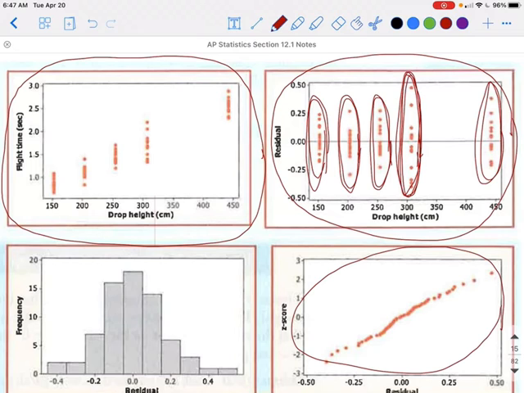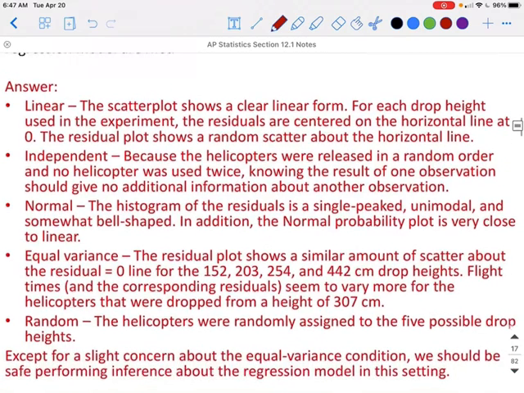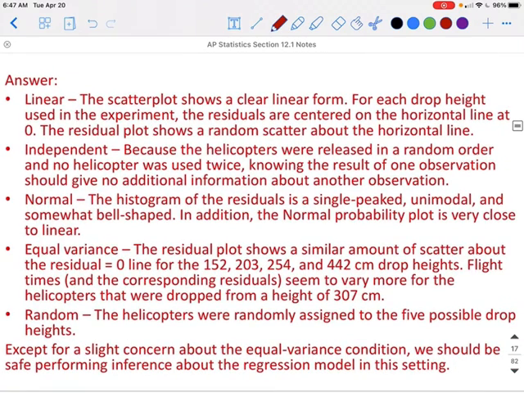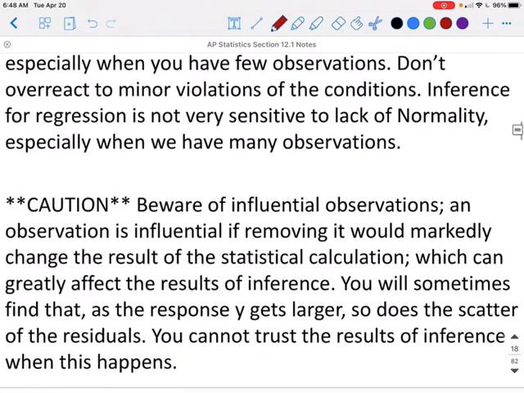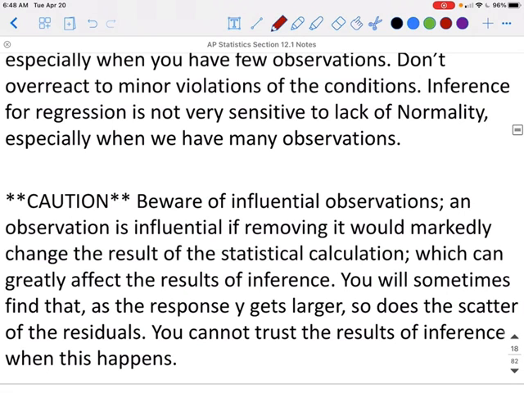And for random, the helicopters were randomly assigned to 5 possible drop heights. So except for the slight difference in the spread for the 307 drop height, we should be safe performing inference about the regression model in this setting. You will always see some irregularity when you look for normality and a fixed standard deviation in the residuals, especially when you have few observations. Don't overreact to minor violations of the conditions.